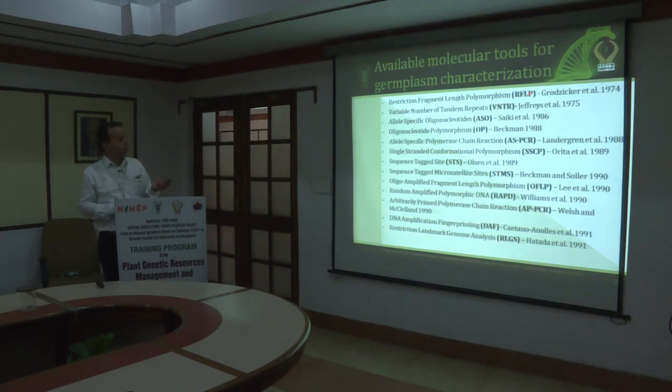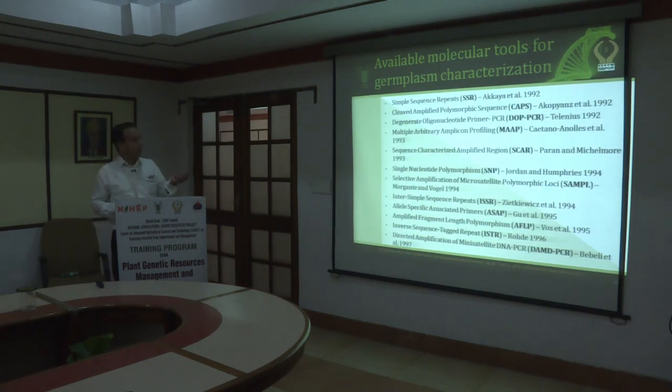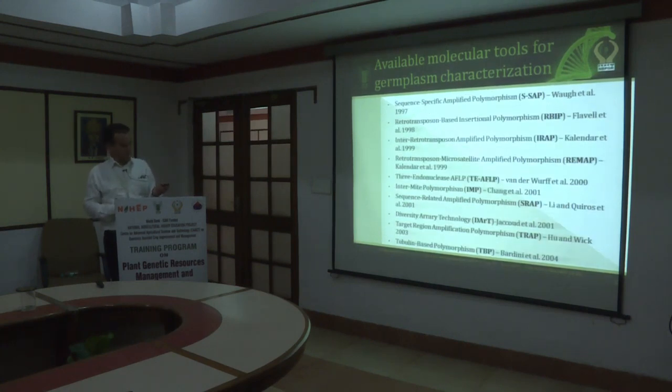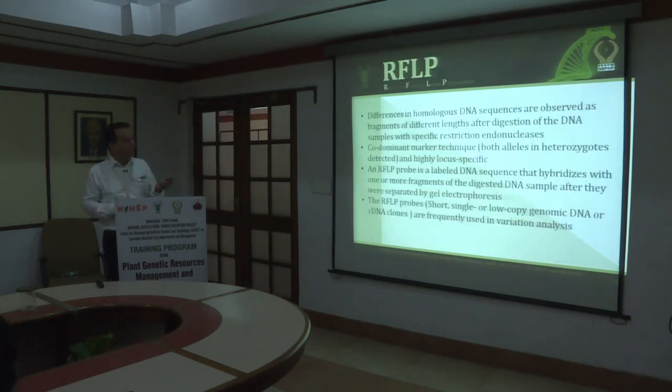Restriction fragment length polymorphism, one technique; variable number of tandem repeats; allele specific oligonucleotides; ASPCR, SSAP, STS, STMS. I am not going into RAPD, this is a very, very common technique. Simple sequence repeats, CAPS, DOP-PCR, SCAR marker, SNPs, ISSR. So, this list continues. There is nothing much complicated in all these techniques, just modifications of some of the basic techniques which we will be dealing with here.